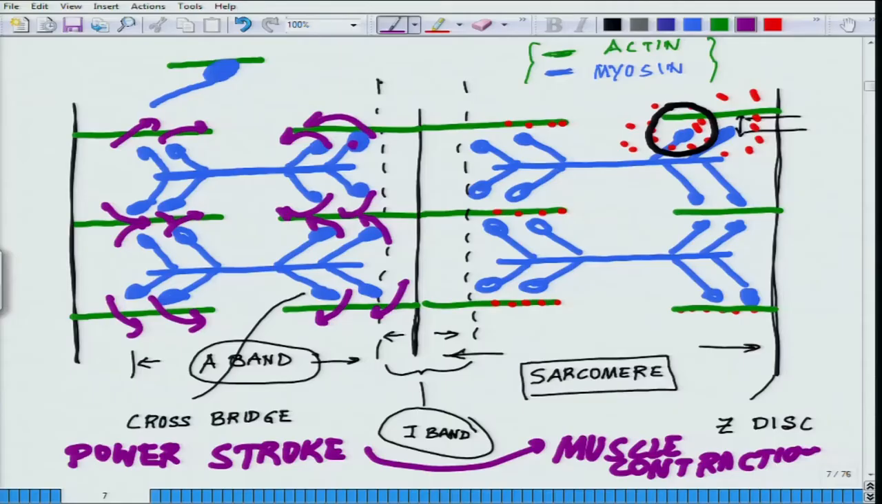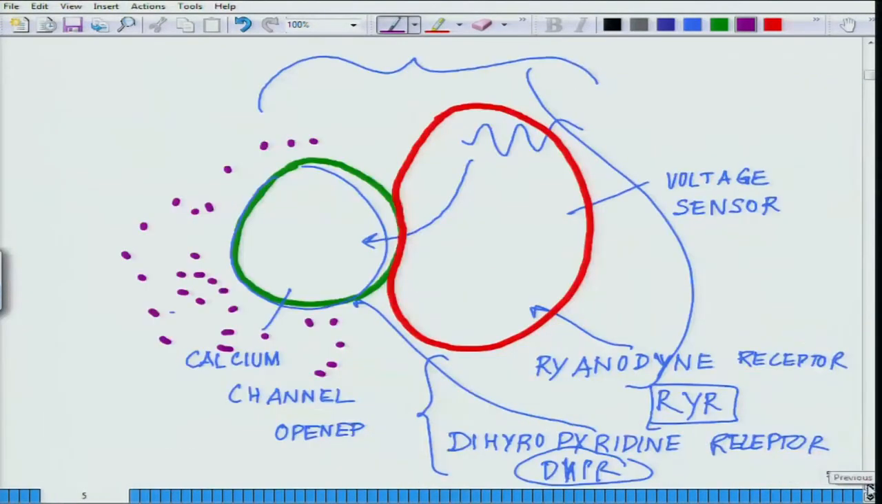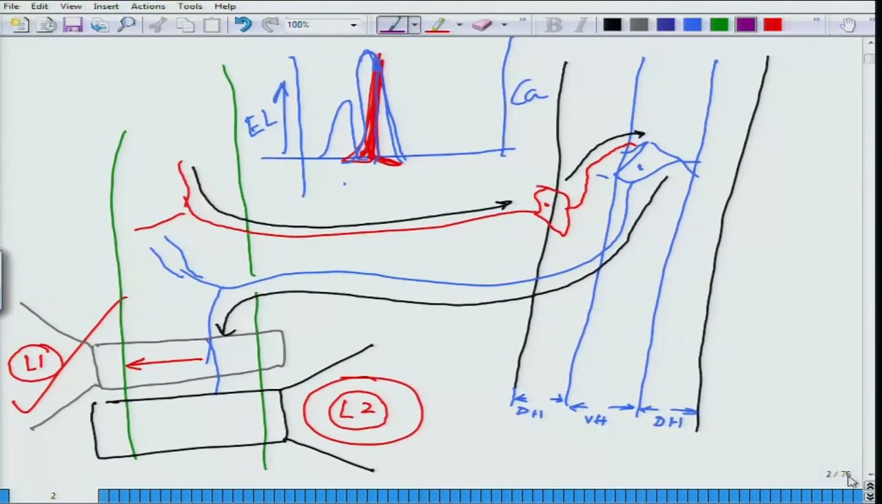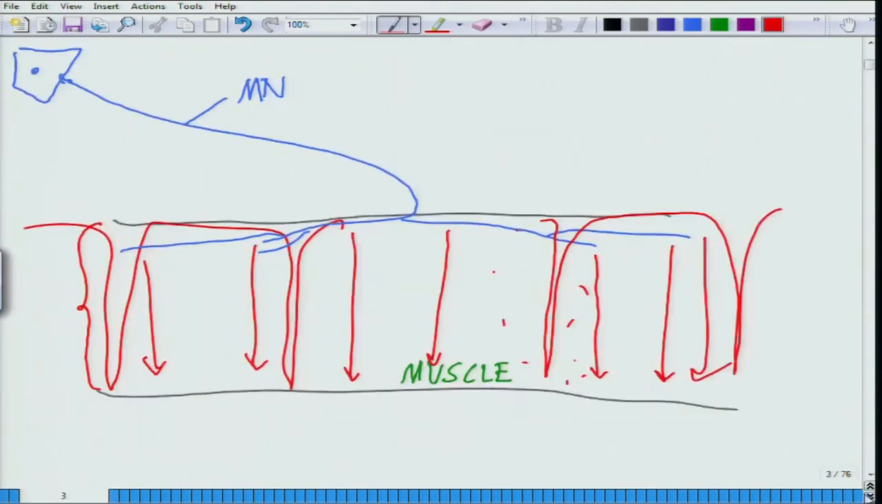Now, if you think of it, what exactly happened in this whole process? Let me go back to the slide, so that will help you appreciate what happened in the first slide. Here the electrical impulse came and this is transmitted through the ryanodine and dihydropyridine receptors in the sarcoplasmic reticulum. Then there is a rise in calcium, and I showed you that calcium spike which took place. That calcium spike leads to a motion in the muscle.